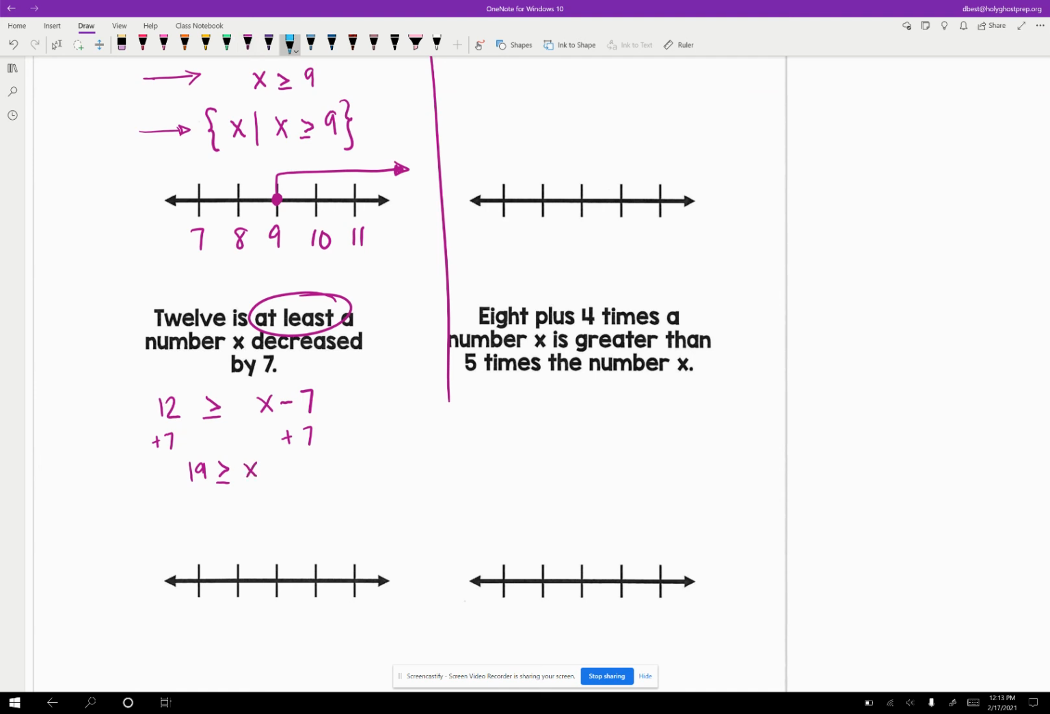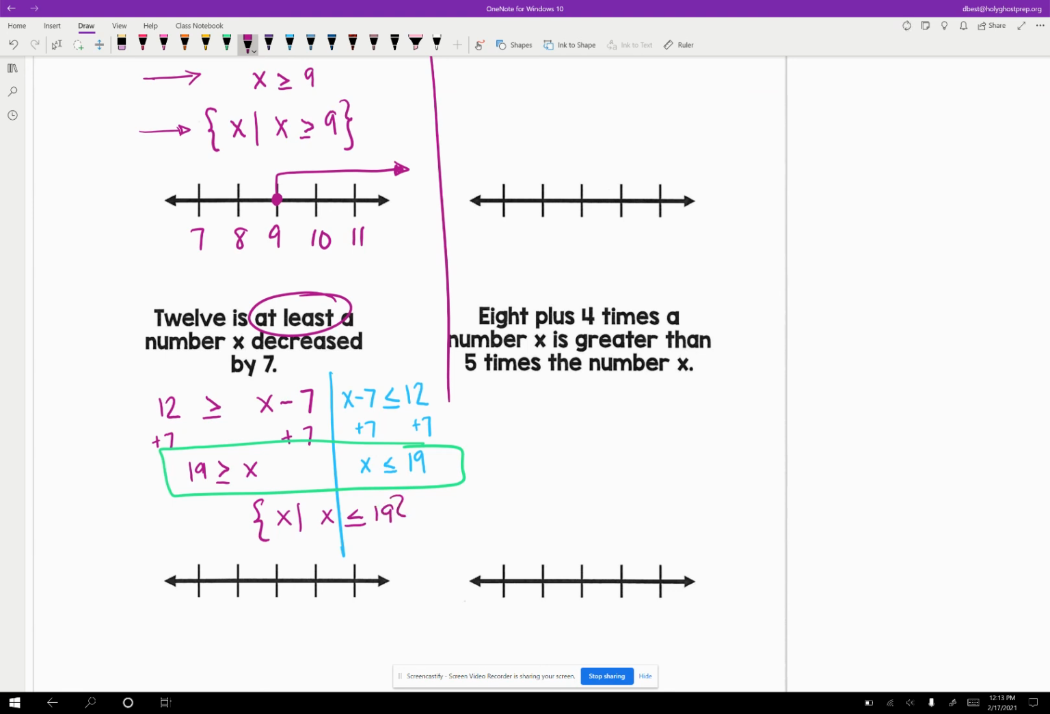If you don't like that x is on the right side, the flipped version of this would be x minus 7 is less than or equal to 12. And then when you solve it and add your 7, you have x is less than or equal to 19. These two answers are the same thing, but check your inequality direction. Okay. Your set builder notation in your curly brackets, you could have either of those inequalities written. I like having x go first, so I'm going to do x is less than or equal to 19.